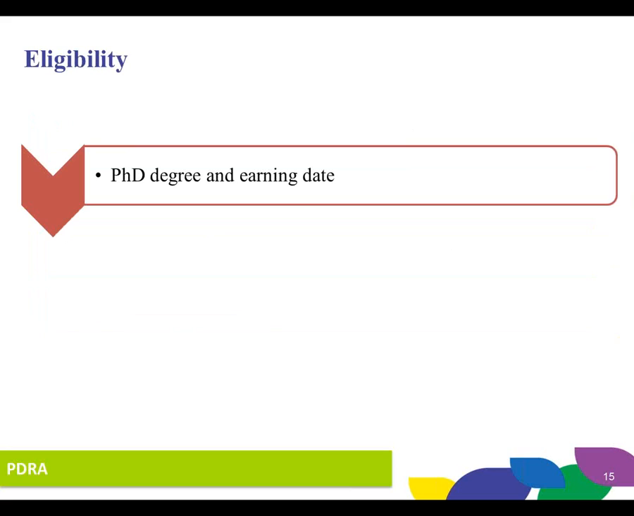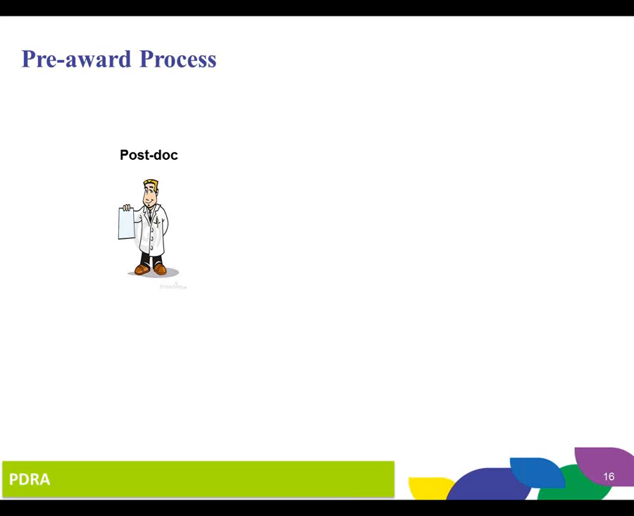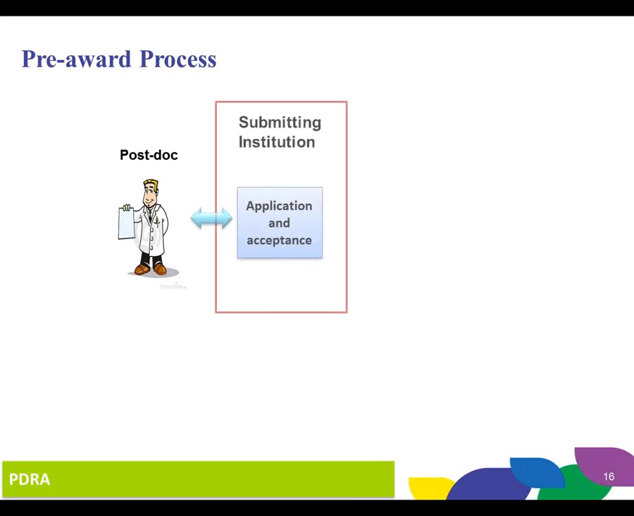Eligibility for this program: candidates will have a PhD degree, and if they have not earned it, they will earn it within 9 months of award announcement. And nomination per candidate is only by one institution for an award in each funding cycle. Once again, to quickly walk you through the pre-award process, the process is fairly similar to the process of GSRA. It's very similar, but I'll quickly walk you through this just to refresh your memory.